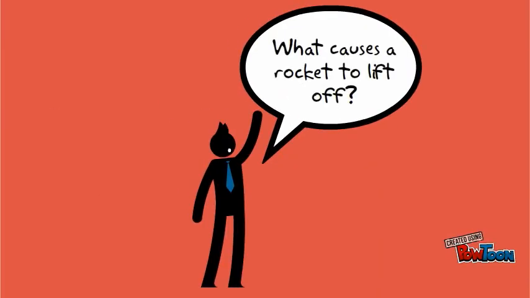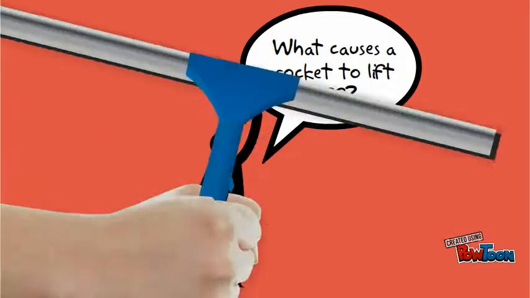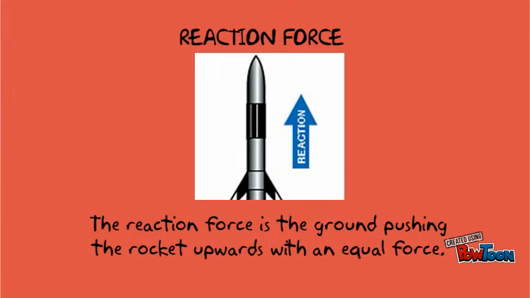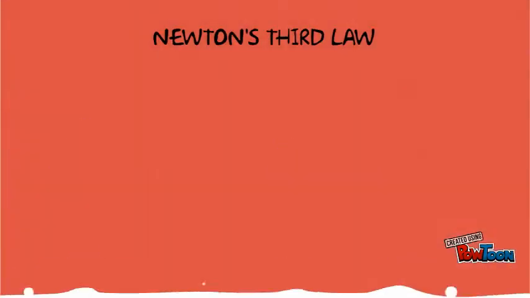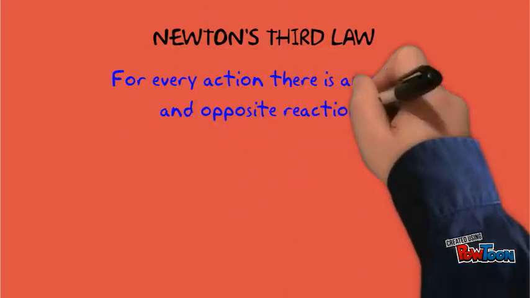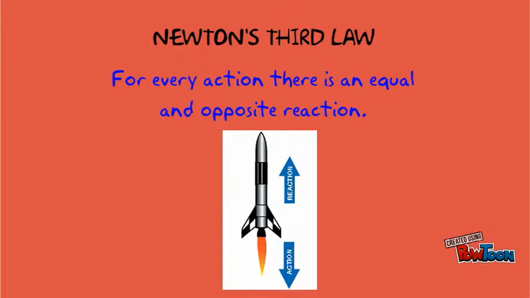What causes a rocket to lift off? First, let's determine the action and reaction forces acting on the rocket. In this case, the action force is the rocket pushing down on the ground with a powerful force from the engine. The reaction force is the ground pushing the rocket upwards with an equal amount of force as the action force. The action and reaction force can be explained by using Newton's third law, which states, for every action, there is an equal and opposite reaction. This diagram gives a brief overview of the reaction and action forces.